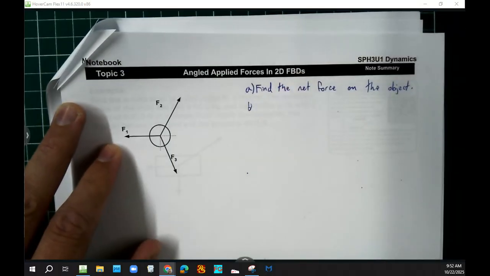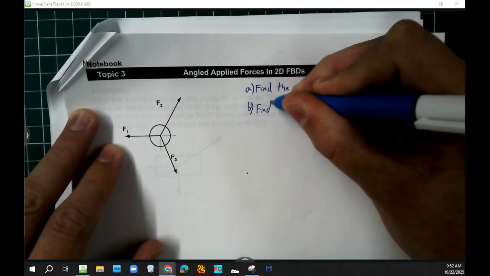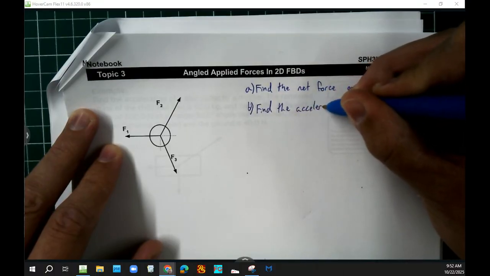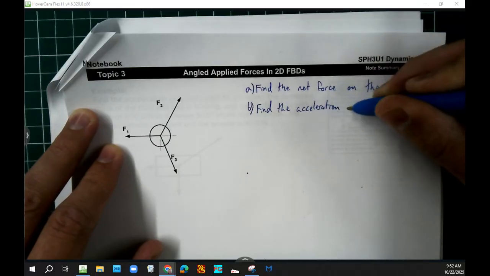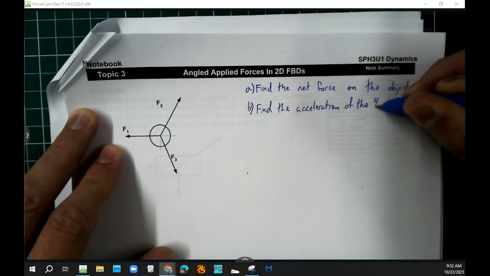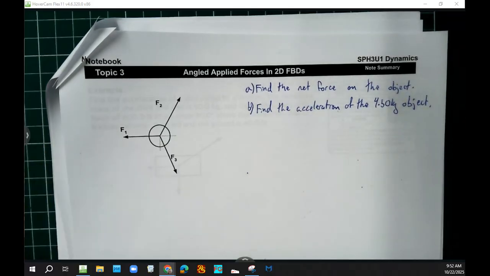And then we're going to find the acceleration of the object. And I'll throw this information in here. 4.5 kilogram object. Just so we have the mass in there somewhere.